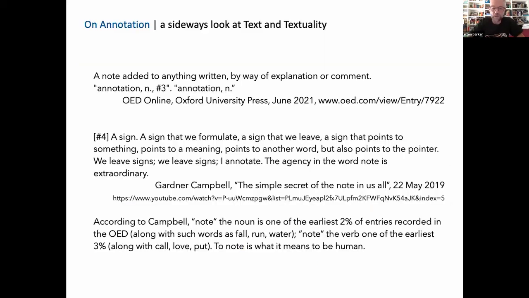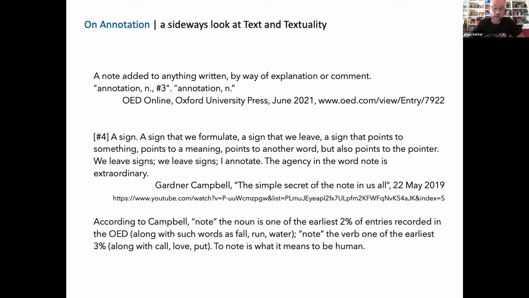First of all, what do I mean by annotation anyway, and why is it important? According to the Oxford English Dictionary, this is text 1 on the handout, annotation is a note added to anything written by way of an explanation or comment. Or at an even more basic level, an annotation is a sign that we formulate, a sign that we leave, a sign that points to something, points to a meaning, points to another word, but also points to the pointer. We leave signs.